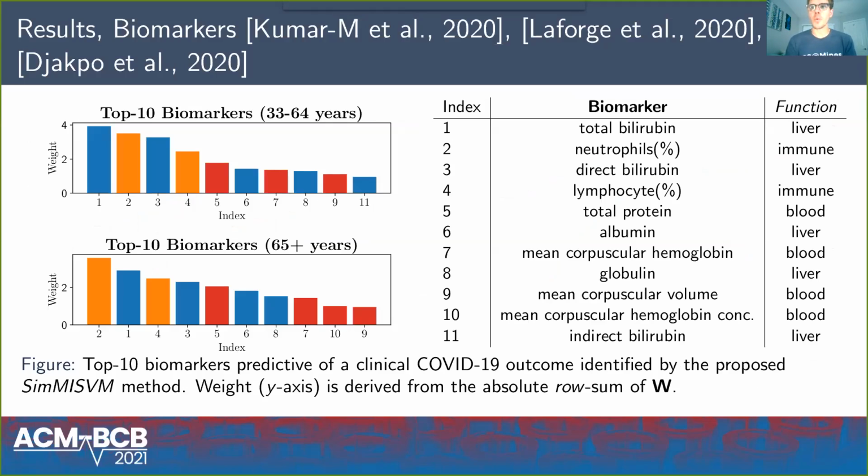In addition, we investigate the absolute row sum of the predictors in W to rank biomarkers across two different age groups, from 33 to 64 years and 65 years plus. We find that bilirubin, neutrophils, direct bilirubin, and others are predictive of a serious COVID-19 outcome. This finding is supported by these works, and more details can be found in our paper.